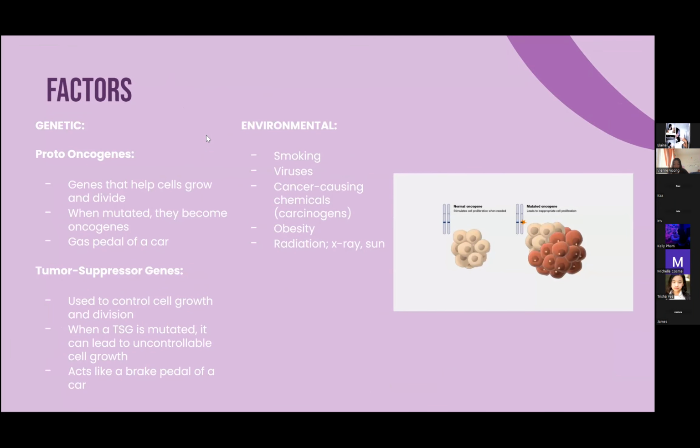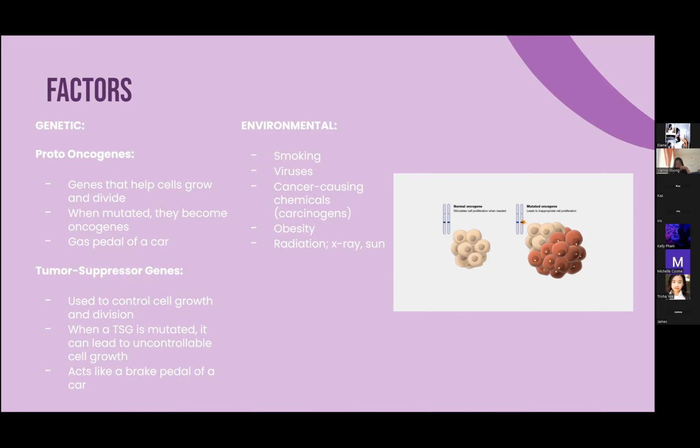So, to give a general reason of why one can develop cancer, there are two aspects to take into account: genetic and environmental factors. Proto-oncogenes are usually helpful as they aid cell growth and division. However, when mutated, they are now oncogenes. This oncogene acts as the gas pedal of a car. When you press the gas pedal, it increases the speed of the car, and sometimes to an unnecessary extent. Similarly, this gene allows the cell to grow and multiply at an unnecessary speed, causing cancer.